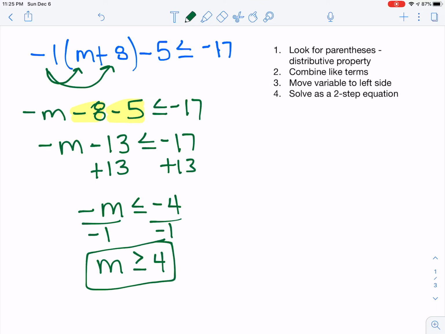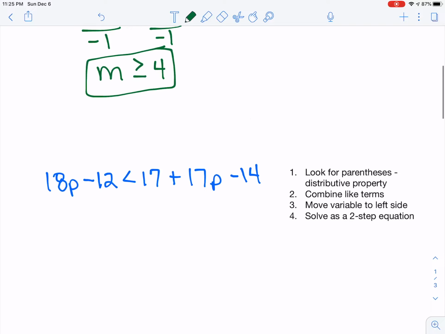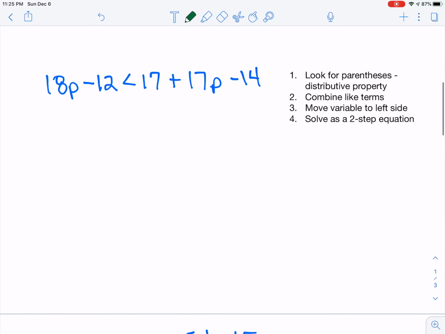Okay, so again, lots of steps there, but we're going to practice a couple of these to help demonstrate this. So let's look at our next problem. Again, you're going to see over here on the right that I've got my 4 steps. The first one says look for parentheses, and if we see them, to use the distributive property.